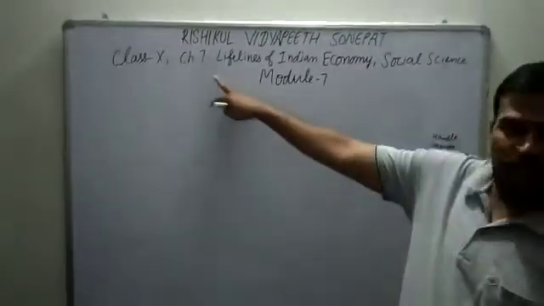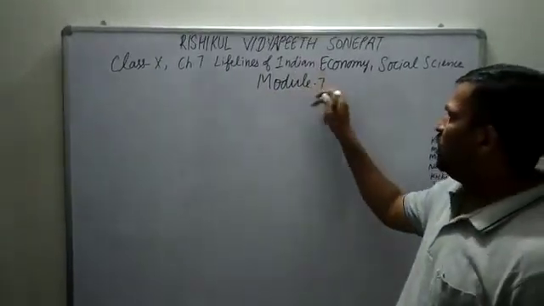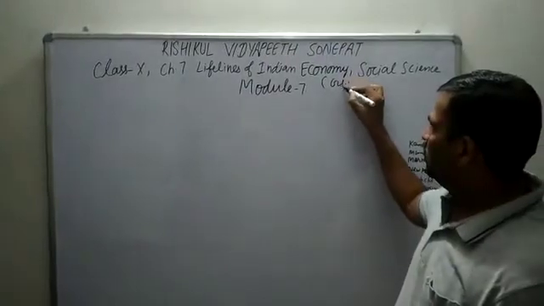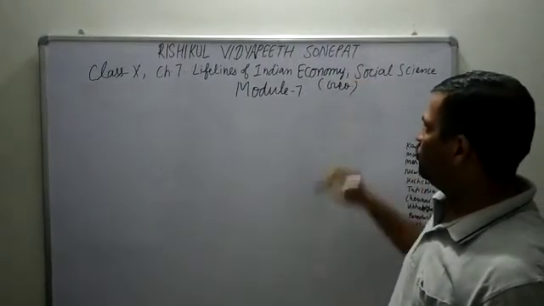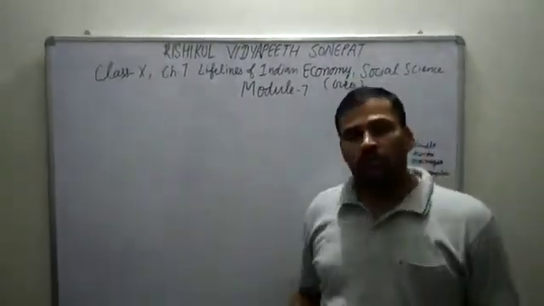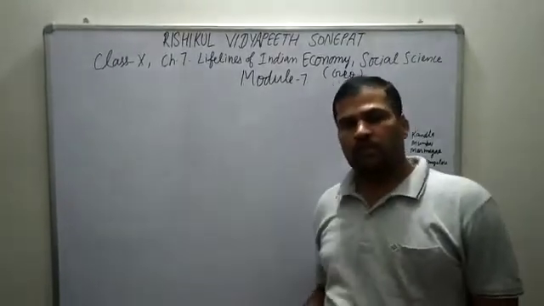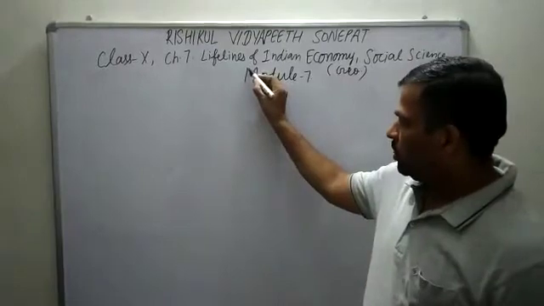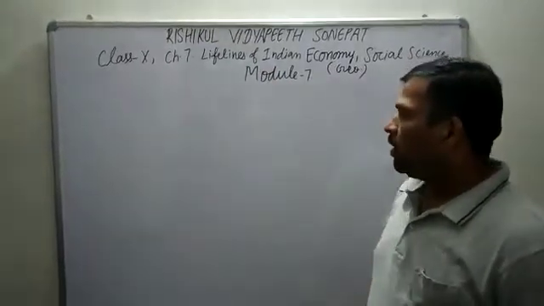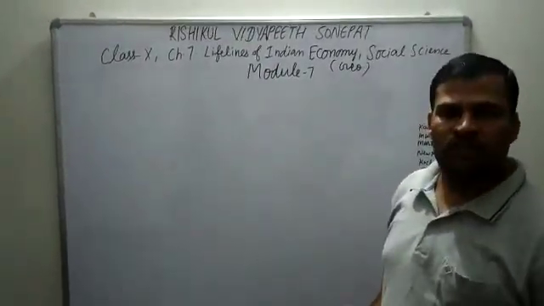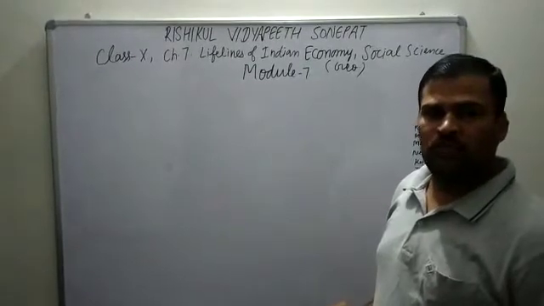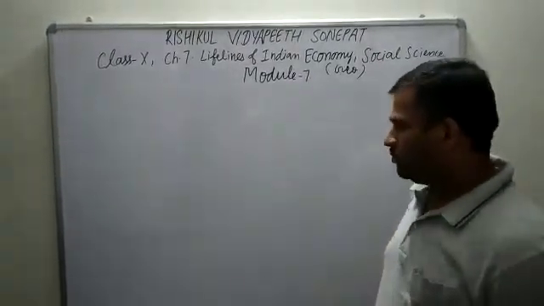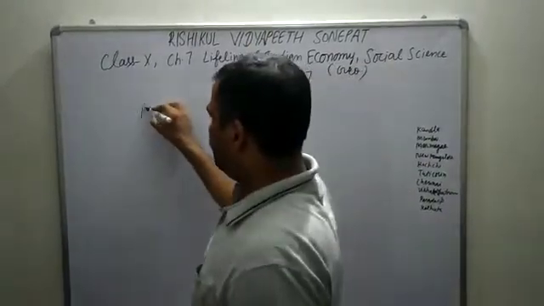We are discussing chapter 7, Lifelines of Indian Economy. This is the geography part and this is module 7. In 6th, we discuss some of the points related to waterways. Waterways means of transport. Here we will discuss the major seaports.